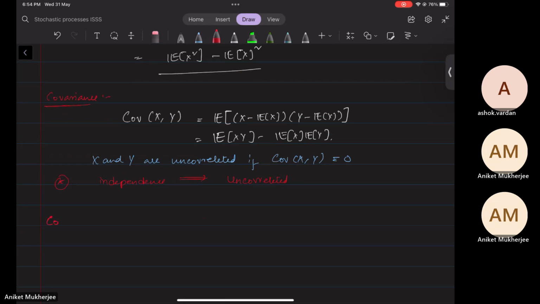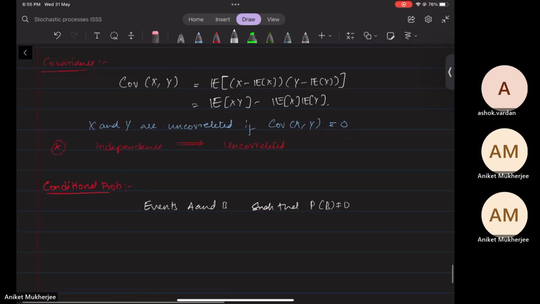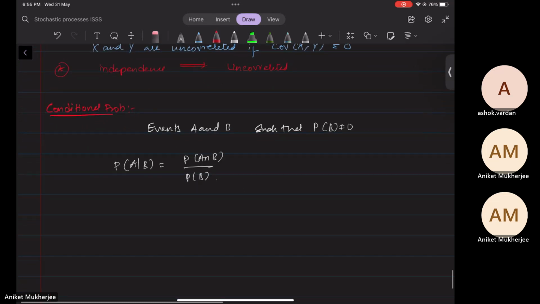Okay. Next is the conditional probability, which I defined earlier. Where you have two events, A and B, such that probability of B is not equal to 0, then you define the probability measure A given B as probability of A intersection B by probability of B. It's the conditional probability. Then you have something called conditional expectation.